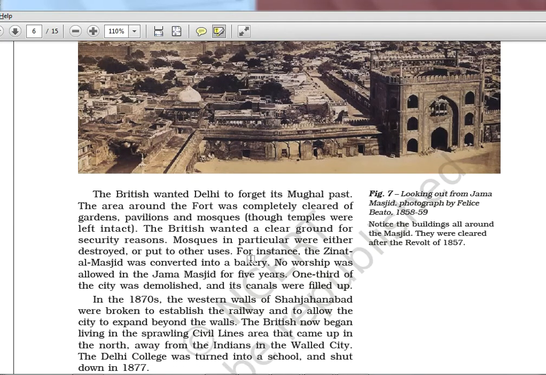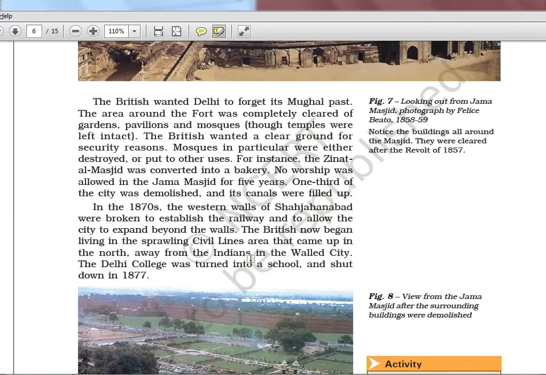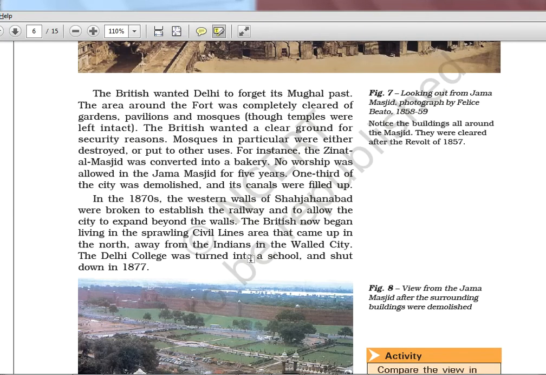The British wanted Delhi to forget its Mughal past. That was what they wanted, because the Mughals ruled from 1526 to 1857, about 300 years. It's not like they were fully active all that time, but they were there. In 1857 it was totally disbanded, you can tell.